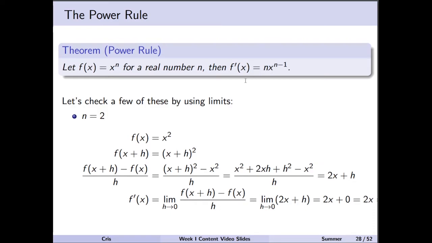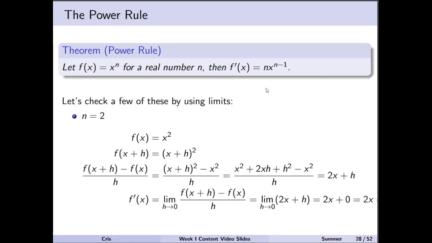The way this is usually remembered is you take the exponent and bring it down, so we have an n here, and then you subtract 1 from the exponent. So bring the exponent down and subtract 1 from the exponent. That's how you take the derivative according to the power rule. Now, we need the ability to prove these things, and we'll eventually prove this, but we'll just do a few cases to start with in the first week.